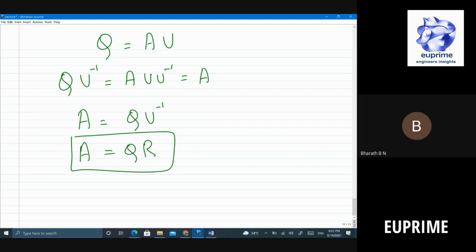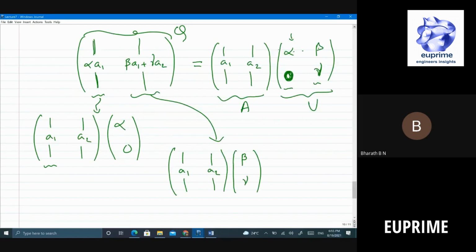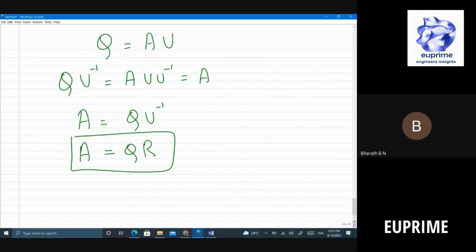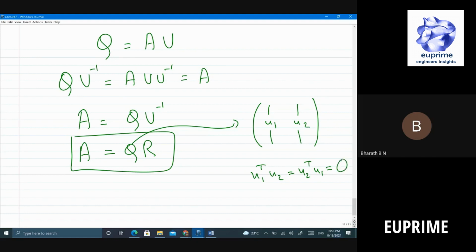So what is so special about this? Let's look at what A is. The first column is U1, second column is U2. What can you say about U1 transpose U2 or U2 transpose U1? How did you get U1, U2? Gram-Schmidt's orthogonalization, right? So what is this? 0, right? What can you say about norm of U1? Which is 1. It's orthonormal, right?